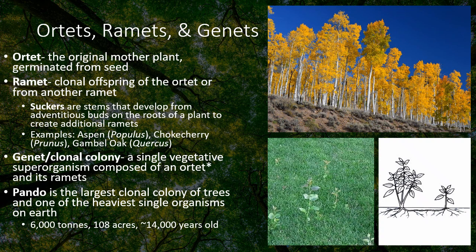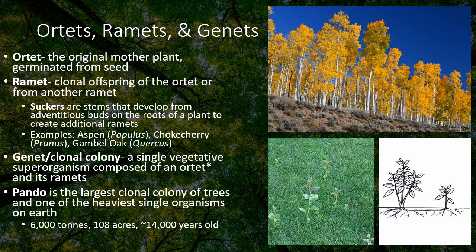And that whole colony is called a gennet. Another term for a gennet is a clonal colony or a clonal organism. And that's basically a single vegetative superorganism composed of an ortet and its ramets. And the reason I say ortet with an asterisk is because sometimes the ramets continue to grow and propagate and continue existing long after the original ortet has died.